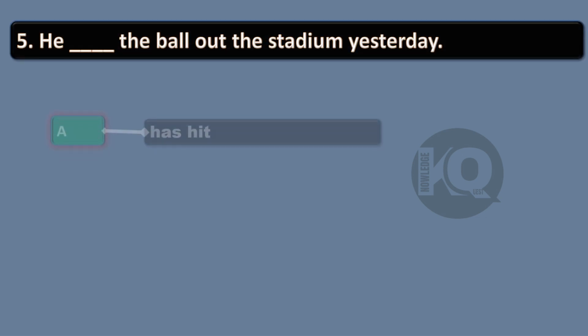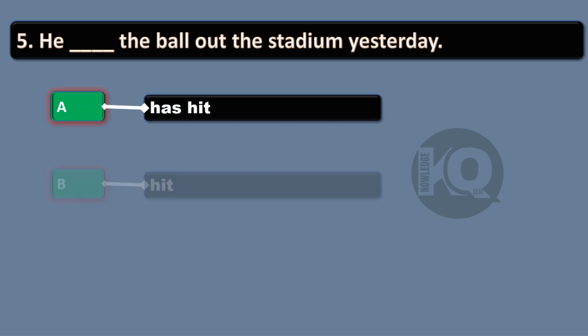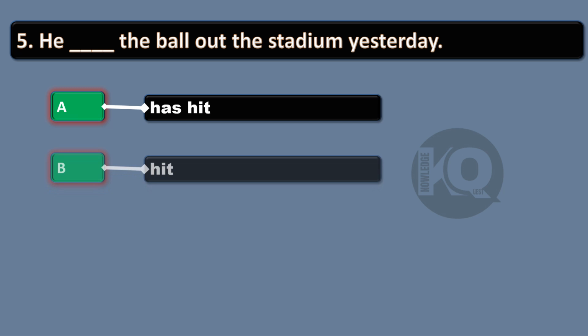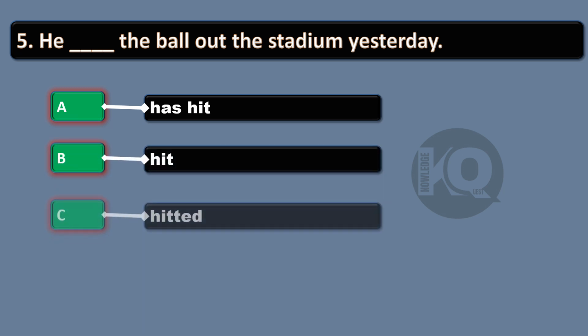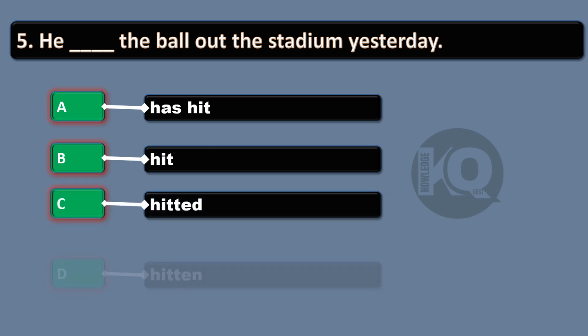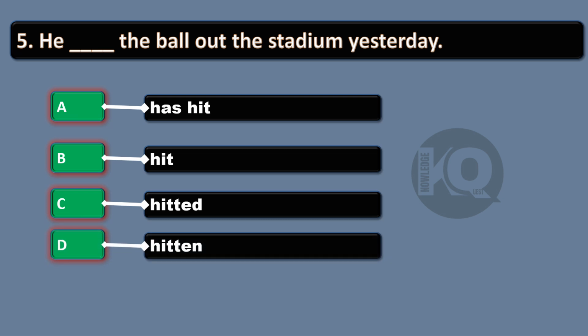Number 5. He blanked the ball out of the stadium yesterday. A. Has hit. B. Hit. C. Hitted. D. Hitten. The correct answer is B, which is hit.